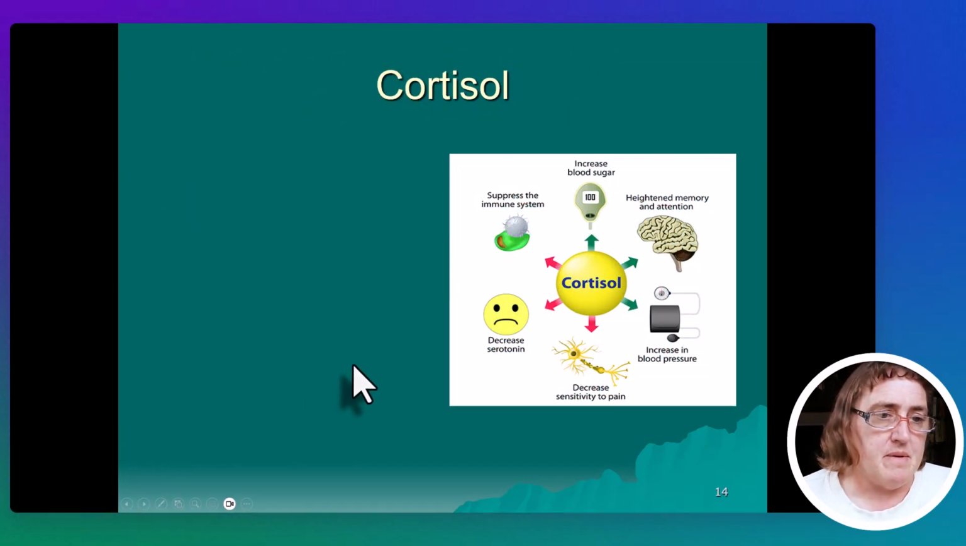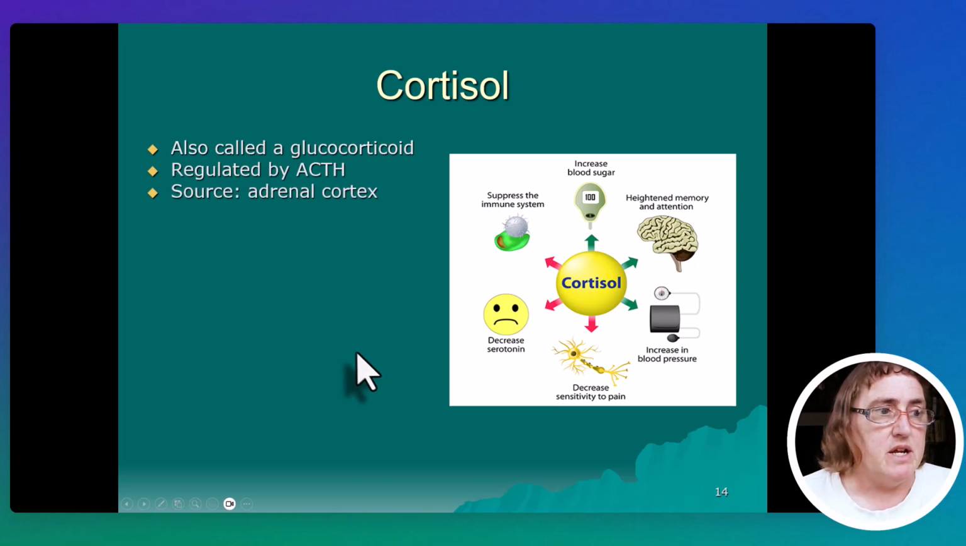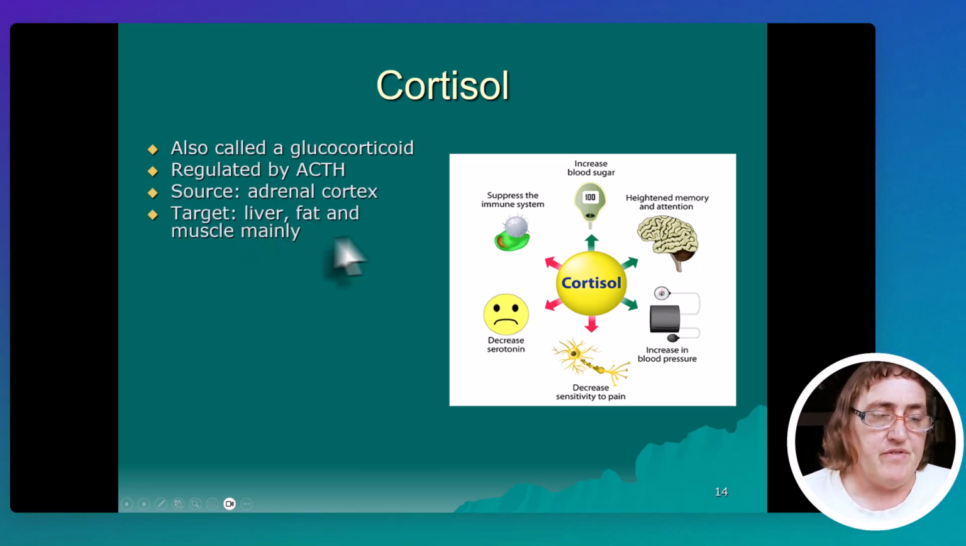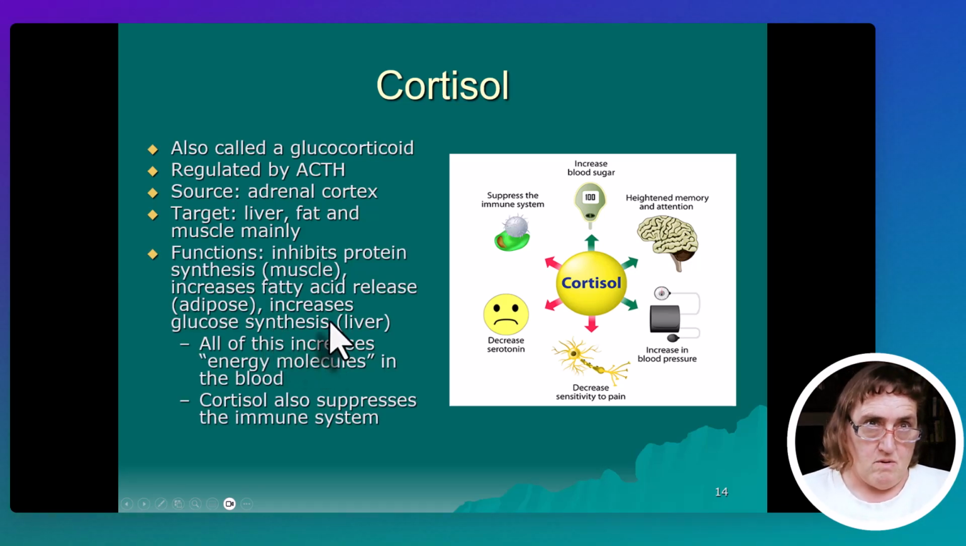Cortisol, the main thing it does is increase energy. Okay, it targets the liver, fat, and muscle mainly, and it causes them to release glucose and fat and amino acids. So you have this extra energy in the blood to deal with long-term stress.